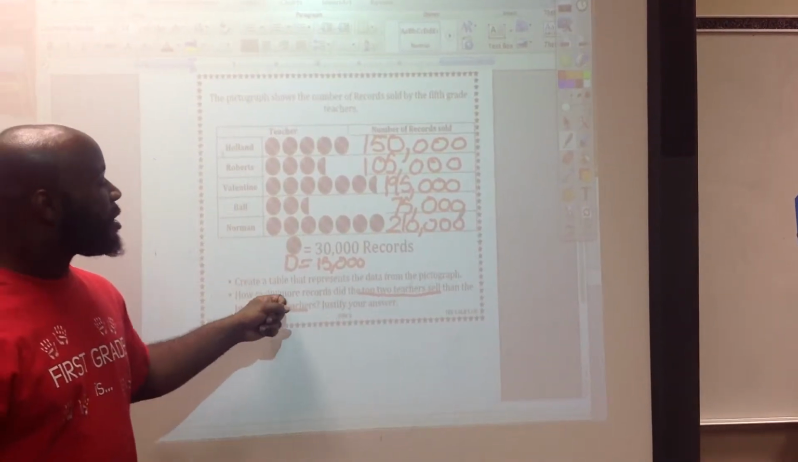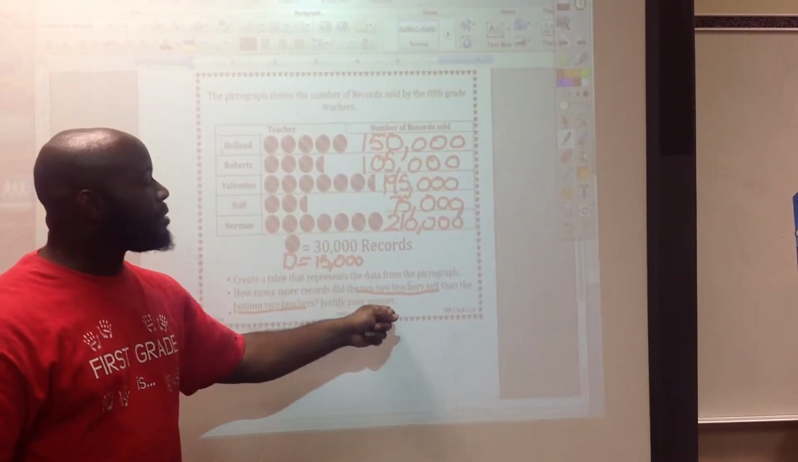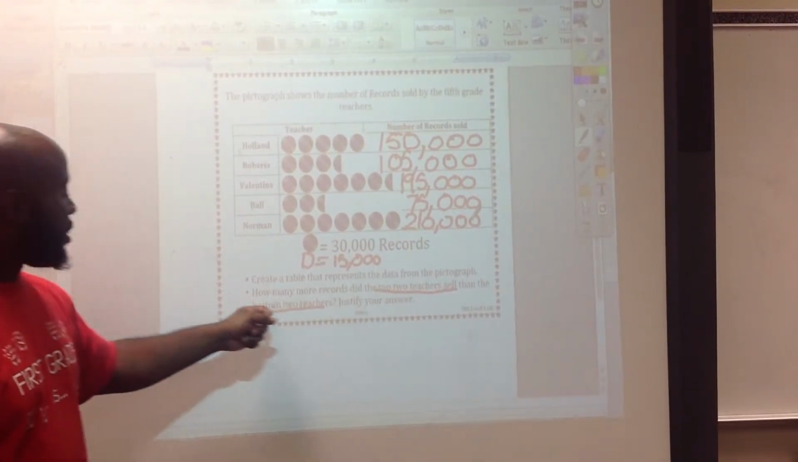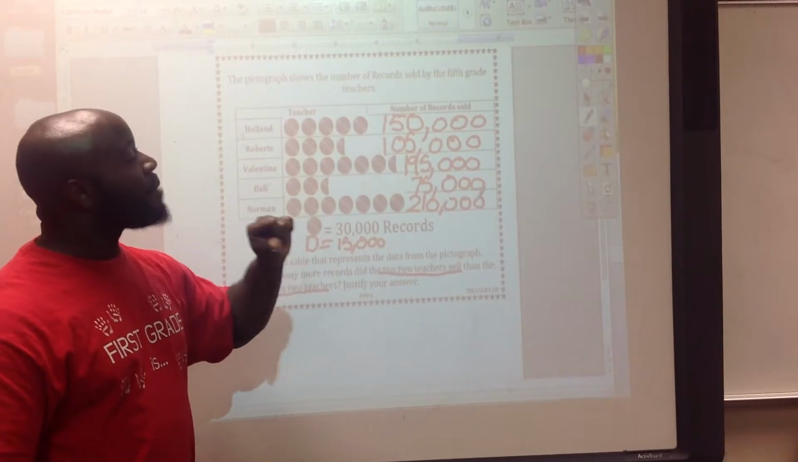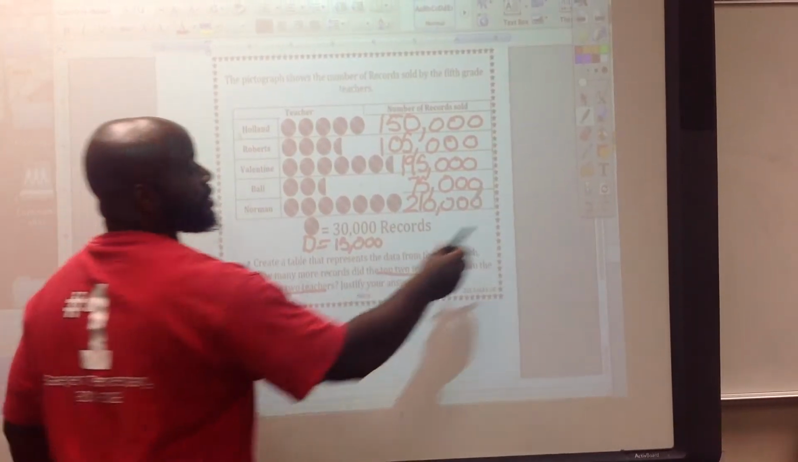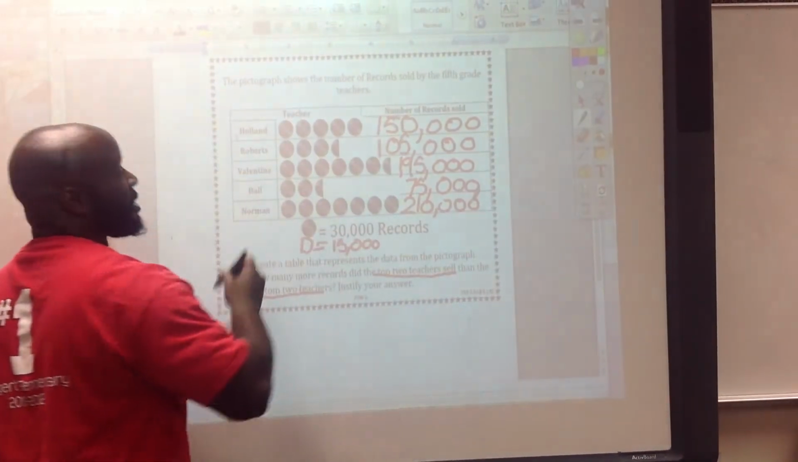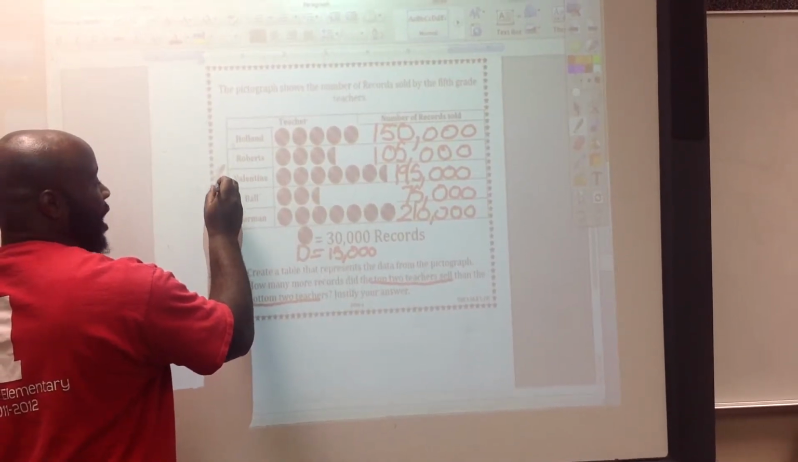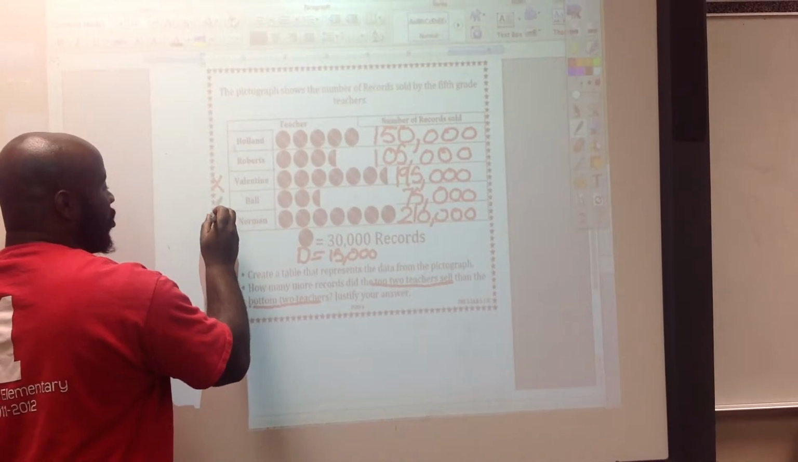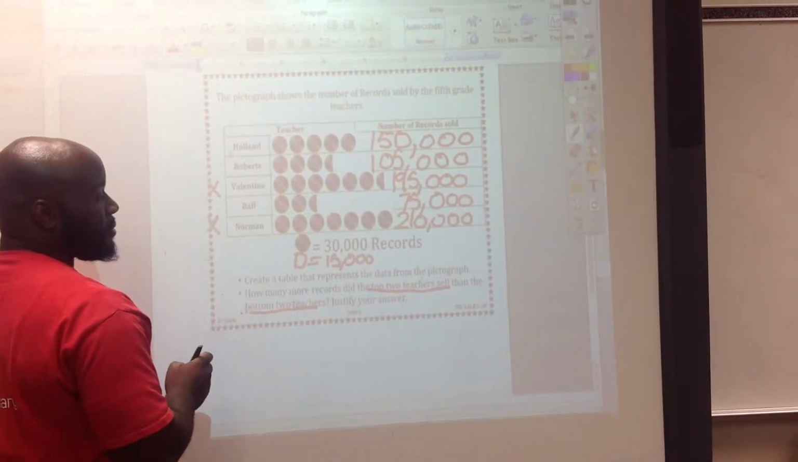So it says, how many more records did the top two teachers sell than the bottom two teachers? So right here I see that it's comparing the top two teachers and the bottom two teachers. So I have to realize who are my top two teachers that sold. So looking at my data here, I see that Mr. Valentine and Miss Norman were my top two teachers.